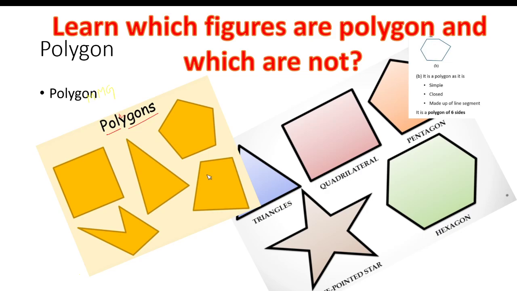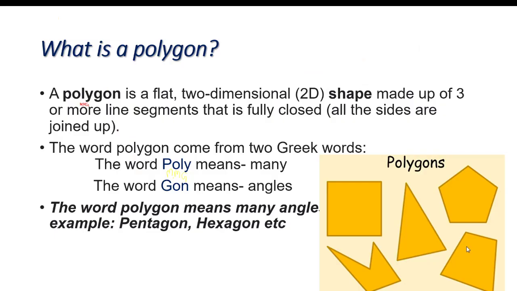Hello children. Children, today I am going to explain polygon and here we will discuss which figures are polygon and which are not. Let's start. So look here children, what is polygon? A polygon is a flat two-dimensional shape made up of three or more line segments that is fully closed.